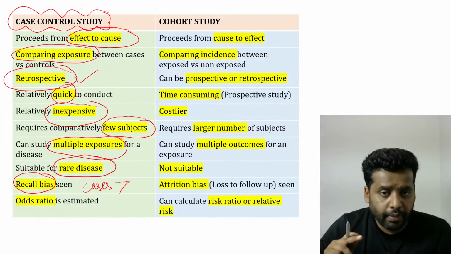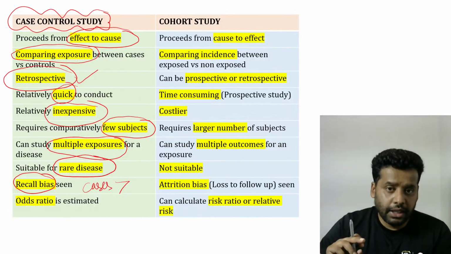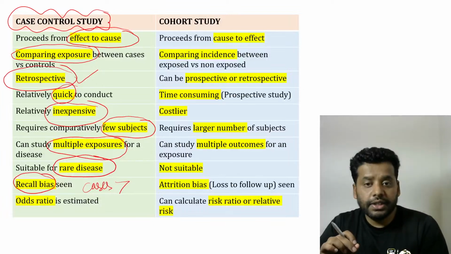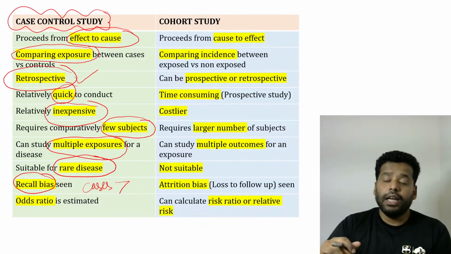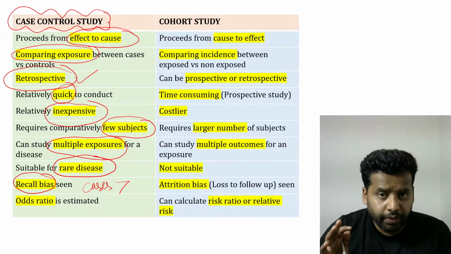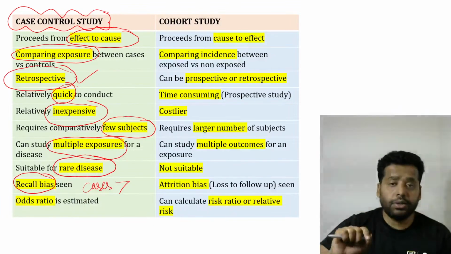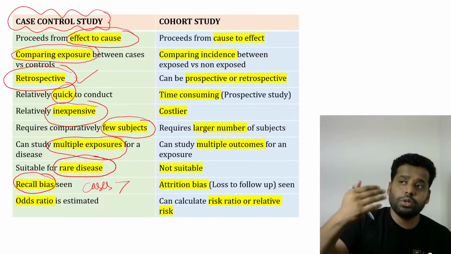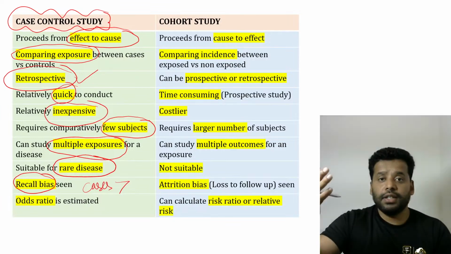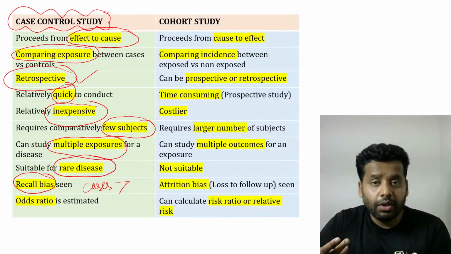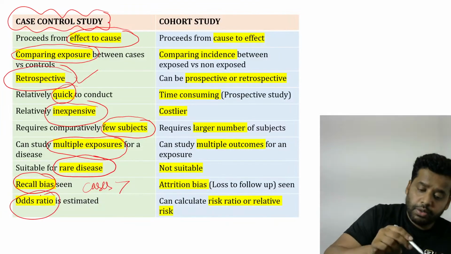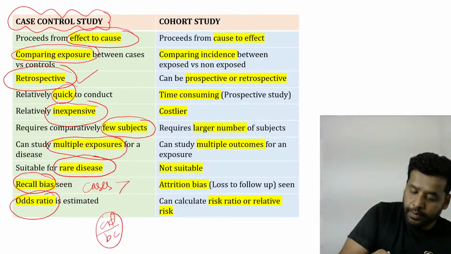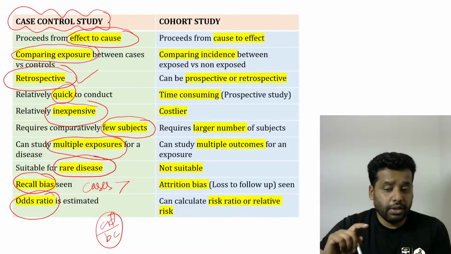This will be in the option. The systematic error which is seen in case control study. See the words properly. The systematic error which is seen in case control study can be eliminated by doing a prospective study. Means the bias which is seen in case control study is eliminated by doing a cohort study, where you start from exposure, go towards outcome. You're changing the study direction itself. What is the answer? Recall bias. Good. Odds ratio we estimate. What is the formula? AD by BC. AD by BC. So these are the points in case control study.